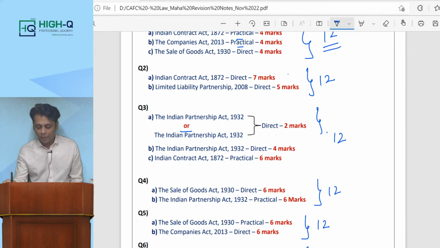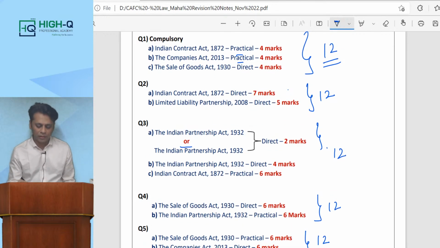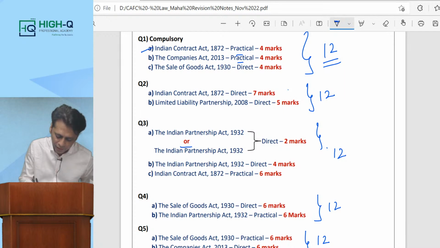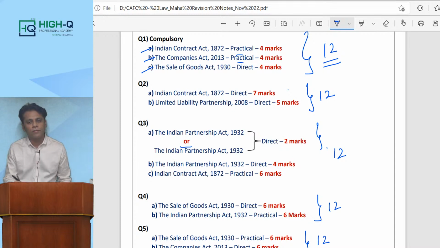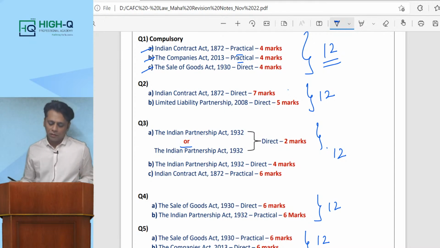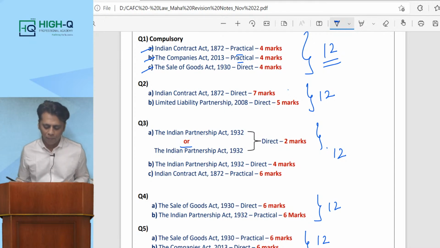Question number 1 is compulsory, and you must see the 3 acts covered here: Indian Partnership, Companies Act and Sale of Goods Act. So out of 5, these 3 come in the compulsory.